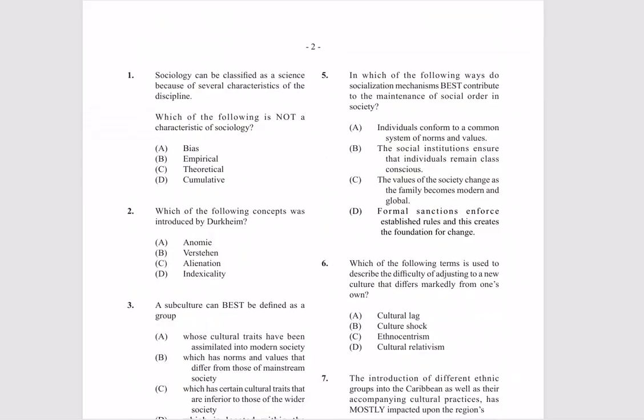Number 1 says sociology can be classified as a science because of several characteristics of a discipline. Which of the following is not a characteristic of sociology? We have bias, empirical, theoretical, or cumulative. Sociology should not be biased.